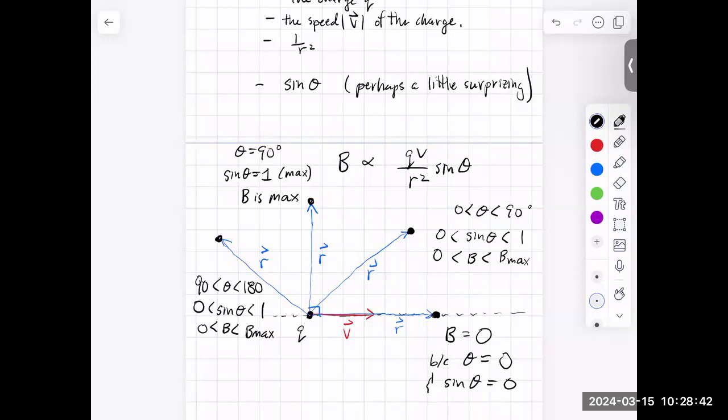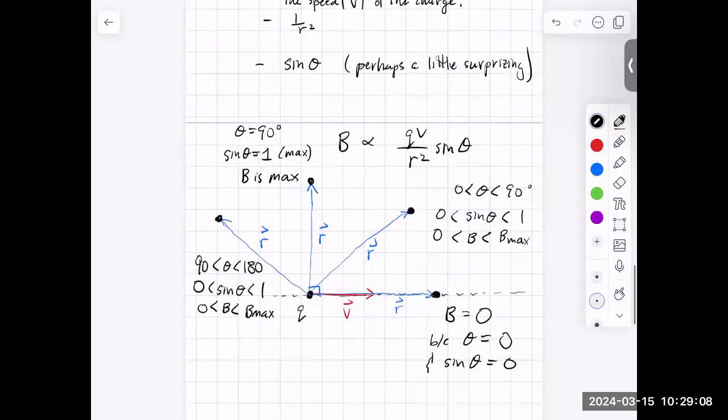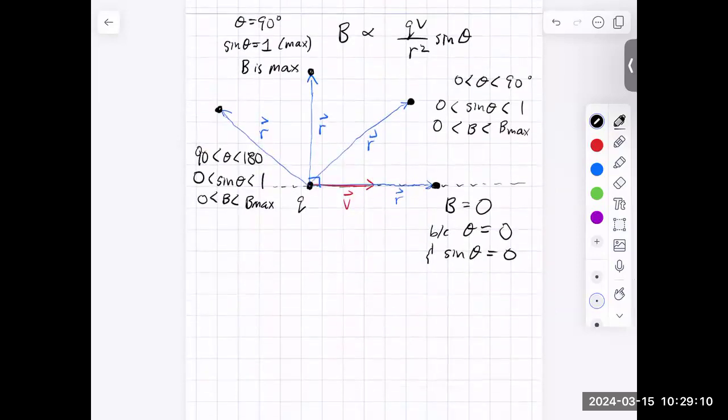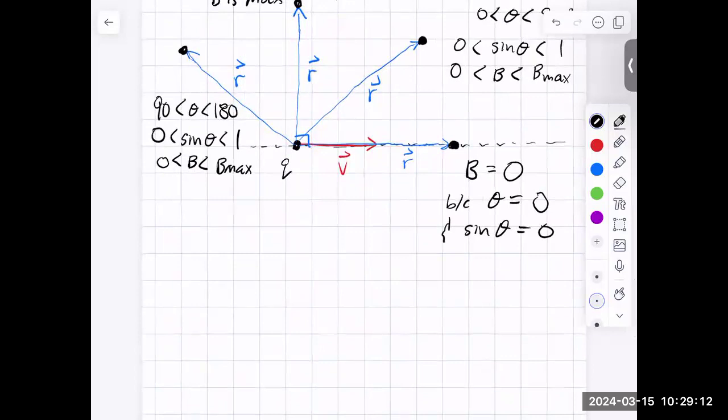So we know that B is proportional to QV sine theta divided by R squared. What we want is to find the constant of proportionality. And the only way to do that is to do a series of careful measurements. Those measurements are actually pretty difficult because the magnetic fields generated by a single moving point charge are very weak, okay? But you can, in principle, do these experiments carefully.